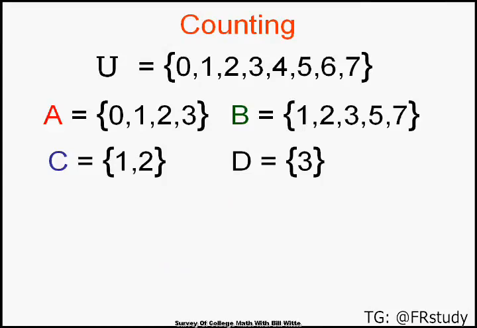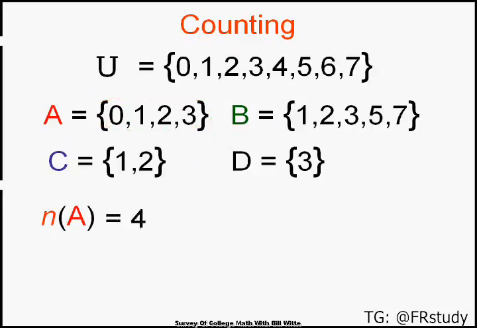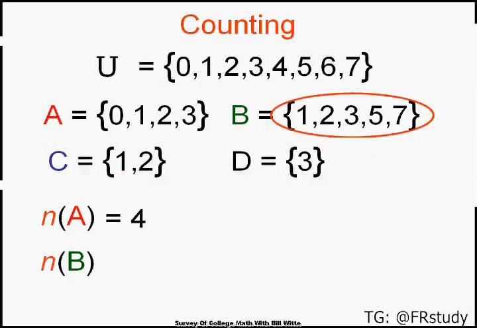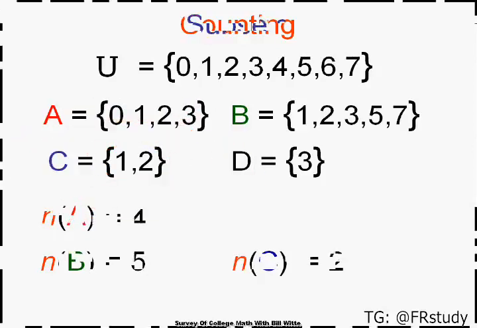Now we're going to count how many members or elements are in a set, and there's notation for that. For instance, n of A is the number of elements in set A. And the number of elements in set A, 0, 1, 2, 3, is 4. There's 4 members. They happen to be numbers. The number of elements in B, as you can see, is 5. The number of elements in C is 2.